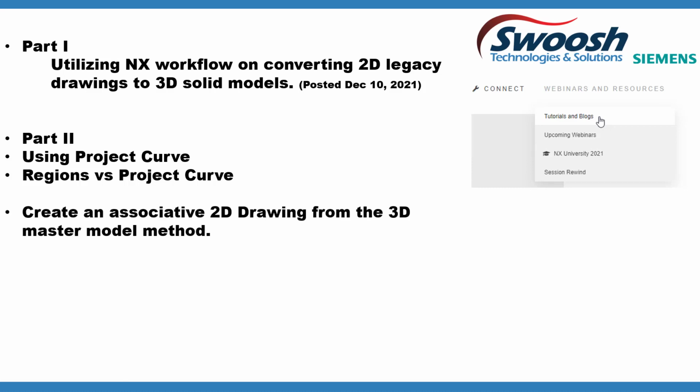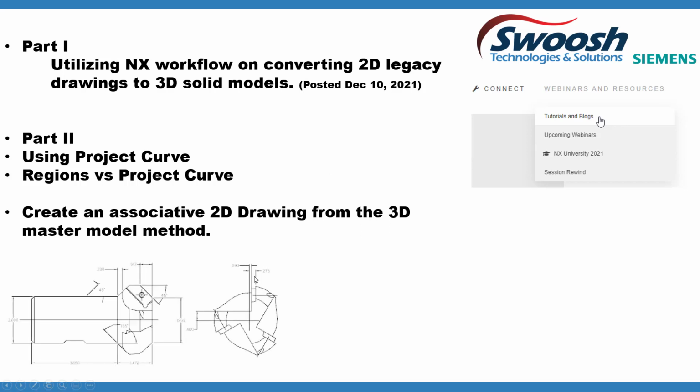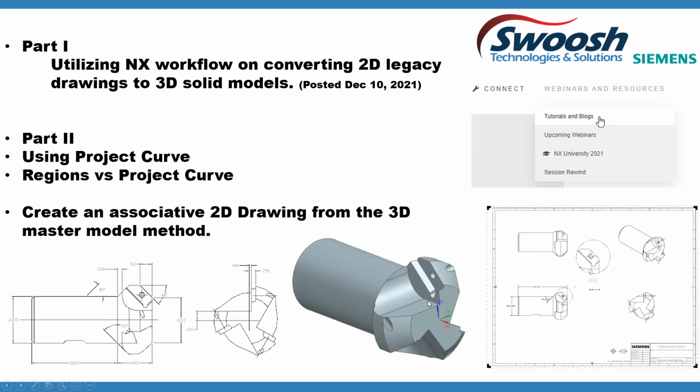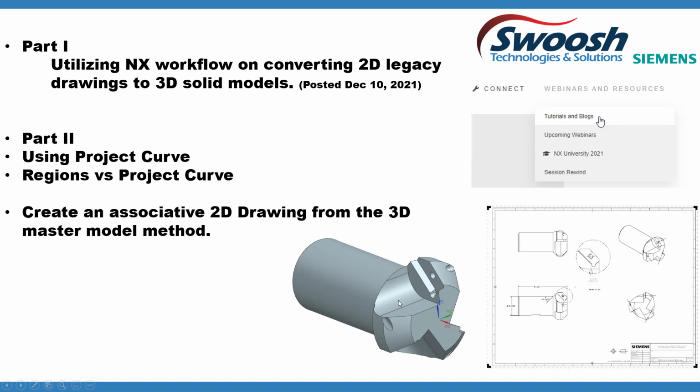And then create an associative 2D drawing from a 3D model, a master model method. So essentially you will start with something like this, just like we showed it on the part 1, and obviously create the model, and then associate this 2D drawing with the model, and basically you're left with this.